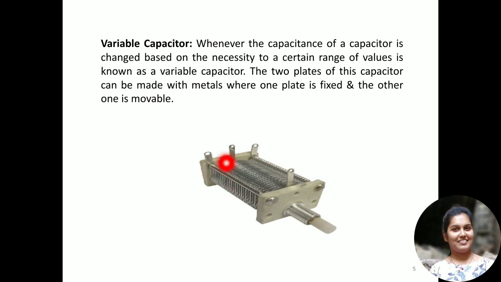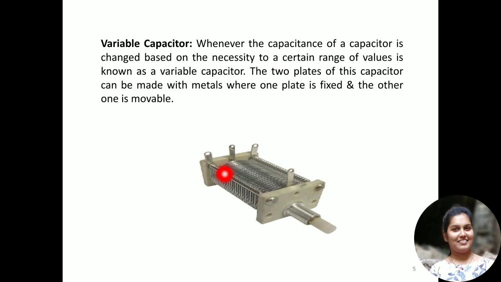Inside of which, as I just now told, we will have some set of plates. Interwoven plates will be there. These are nothing but the interwoven metal plates. You can observe many plates are available, and this is the outside one. This plastic one is nothing but the shaft. While you rotate the shaft, the plates will overlap each other in order to change the capacitance of the capacitor. So this is how one kind of variable capacitor looks like.